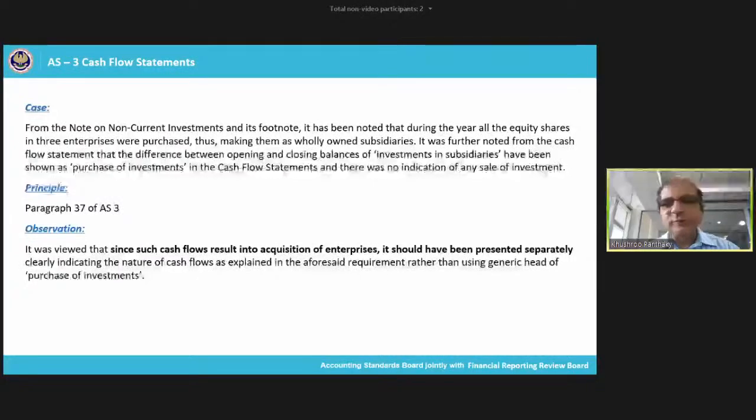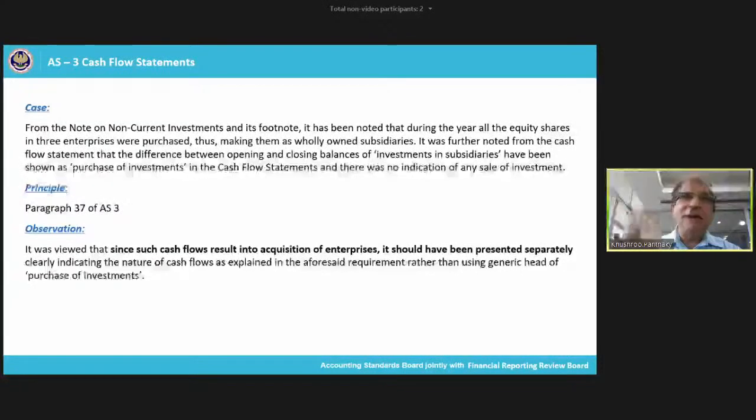Coming to the next question. From the note on non-current investments and its footnote, it has been noted that during the year, all the equity shares in 3 enterprises were purchased. So you have made investments in 3 enterprises, thus making them wholly owned subsidiaries. So the company actually made investments in 3 subsidiaries. It was further noted from the cash flow statement that the difference between the opening and the closing balance of investments in subsidiaries has been shown as purchase of investments in the cash flow statements, and there was no indication of any sale of investment per se.